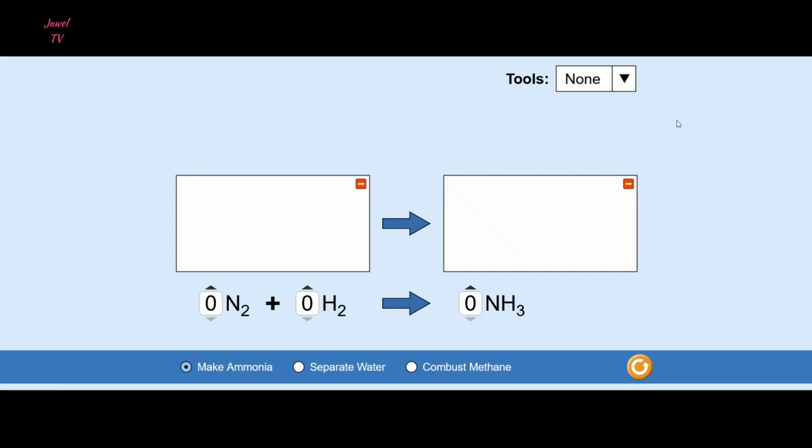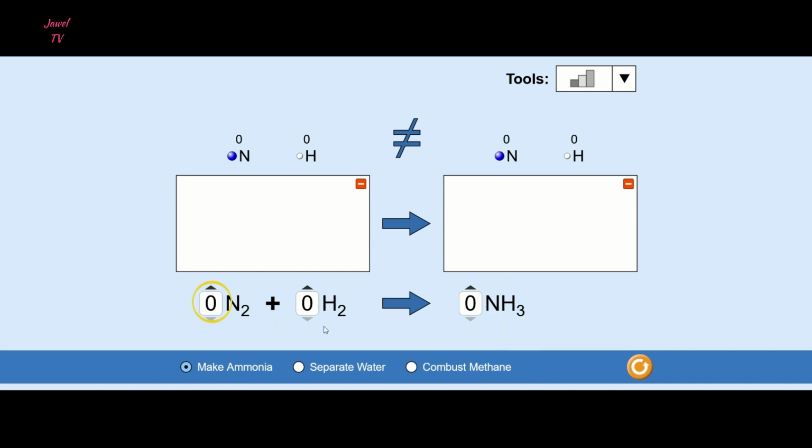This is the interface of the application. For the tools, select the bar graph image. For the reaction, select Make Ammonia. We can see here the reactants and the product. This is the chemical equation. It shows the reactants undergo a reaction to form a product. In this case, we have nitrogen reacting with hydrogen, forming ammonia.